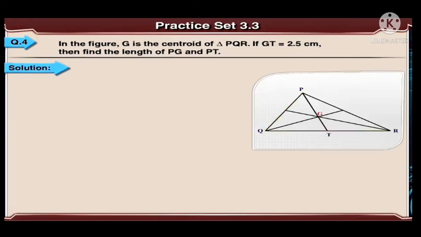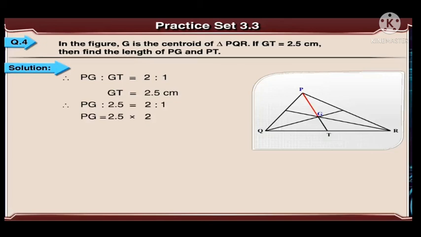In triangle PQR, G is the centroid, which means G is the point of concurrence of the medians of triangle PQR. You know the centroid divides the medians. Therefore, PG is to GT is equal to 2 is to 1. It is given that GT is equal to 2.5 centimeters. Therefore, PG is to 2.5 is 2 is to 1. That is, PG is equal to 2.5 into 2, which is equal to 5 centimeters.